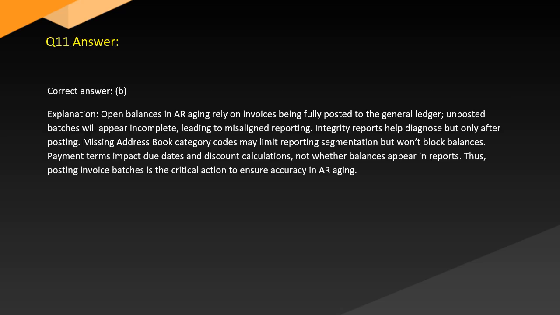Answer. Correct answer, B. Explanation. Open balances in aging rely on invoices being fully posted to the general ledger. Unposted batches will appear incomplete, leading to misaligned reporting. Integrity reports help diagnose, but only after posting. Missing address book category codes may limit reporting segmentation, but won't block balances. Payment terms impact due dates and discount calculations, not whether balances appear in reports. Posting invoice batches is the critical action to ensure accuracy in aging.